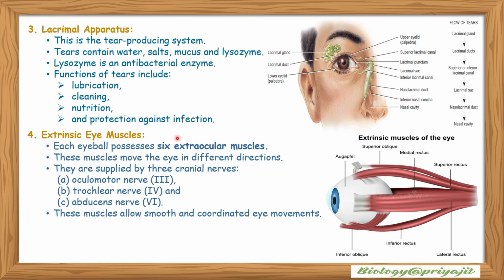Extrinsic eye muscles. Each eyeball possesses 6 extraocular muscles. These muscles move the eye in different directions. They are supplied by 3 cranial nerves: the oculomotor nerve, the 3rd; the trochlear nerve, the 4th; and the abducens nerve, the 6th cranial nerve. These muscles allow smooth and coordinated eye movements. These are the extrinsic muscles of the eye.